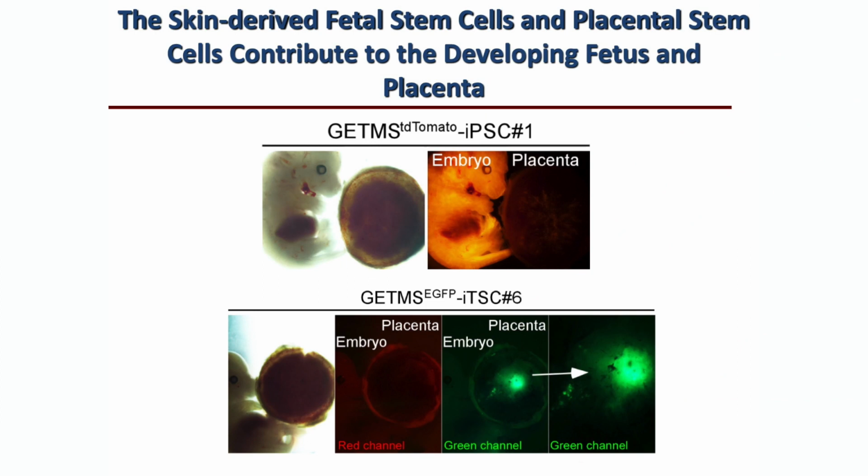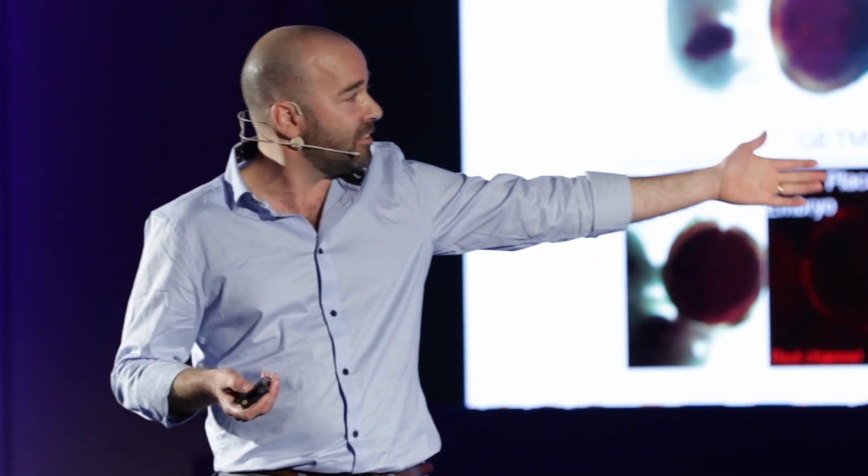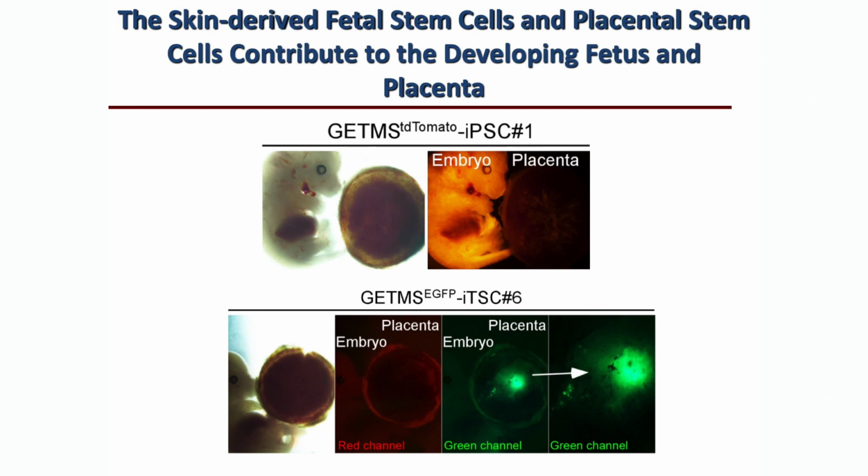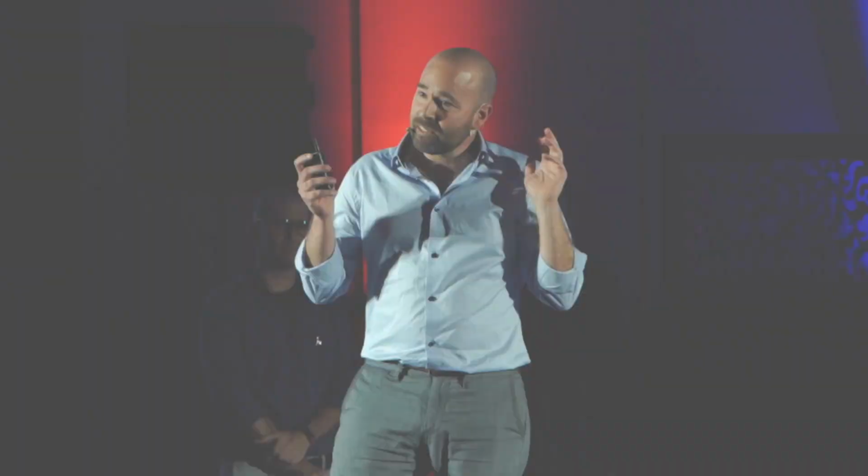On the upper panel, you can see the embryo and the placenta. This is, of course, mouse, not human. And you can see that the embryo is red and the placenta is negative. We did exactly the same experiment for the placental stem cells, but this time we stained them with green. And in the bottom, you can see that the embryo is negative and the placenta is positive with green. This indicates that not only do they look like the real thing, they also behave properly and they are fully functional. And this is great.